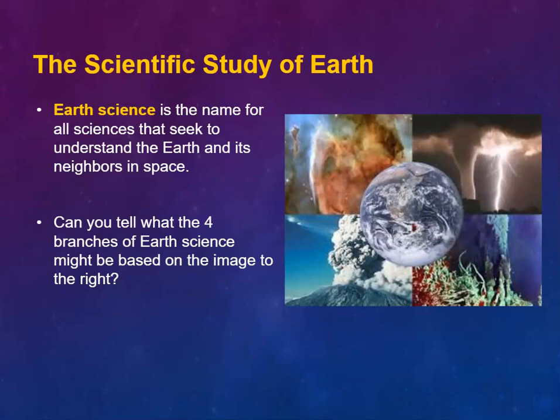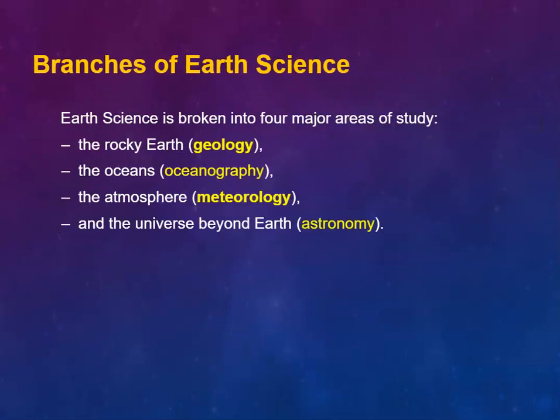Can you tell what the 4 branches of Earth science might be based on the images to the right? Well, over here we have a nebula, we have a volcano, we have an undersea vent, and we have a tornado. Each one of these 4 basically is an item or representation in the 4 major areas of Earth science. Those 4 areas are geology, oceanography, meteorology, and astronomy.